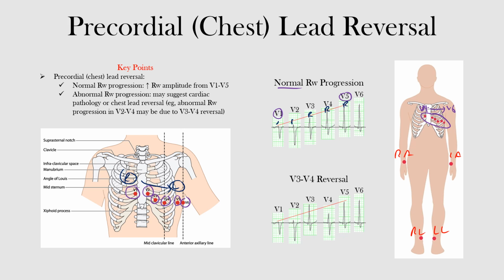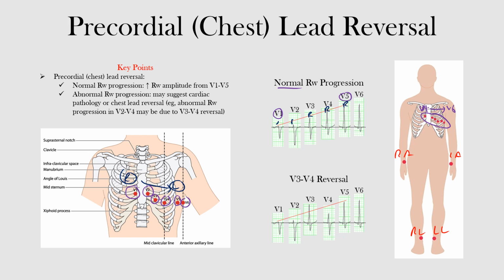Now, if there's loss of R wave progression in the precordial leads, it may indicate infarcted myocardial tissue in that region or another abnormality. One of those other abnormalities can be from something not intrinsic to the heart, but rather from misplaced chest electrodes. Chest lead reversal can result in abnormal R wave progression. For instance, if leads V3 and V4 are reversed in a normal patient's heart, it may appear as if lead V4's R wave amplitude is less than that in lead V3, and then all of a sudden it increases again in lead V5. This would be considered V3 V4 reversal.